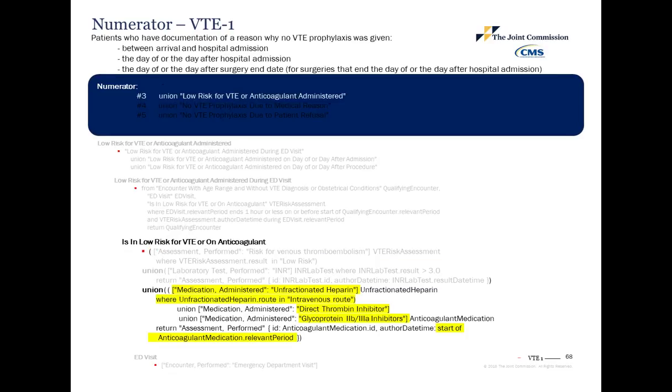The second evaluation is looking to see if a patient is on any of the anticoagulant medications listed in the 3 value sets, including unfractionated heparin with an IV route, direct thrombin inhibitor, and glycoprotein 2B3A inhibitors. And the relevant period is a timing used to determine the medication administration timestamp.